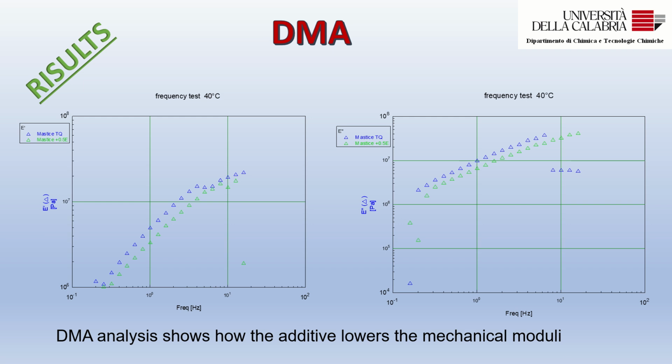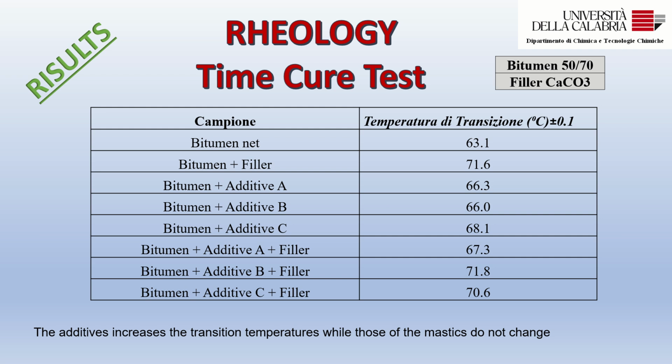When the real additive is added to the mixture, look, the profiles of the elastic modulus E prime and the viscous modulus E double prime change, and are lower. This is just a demonstration that the additive changes the property of the asphalt concrete and not of the bitumen. In this slide we show the result of the temperature test for the bitumen, filler and additive too. In this test usually we record G prime and G double prime versus temperature, and so we can observe the transition temperature from viscoelastic system to liquid system.